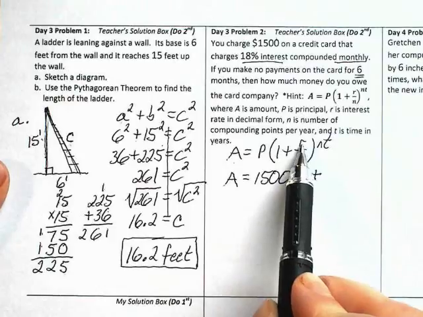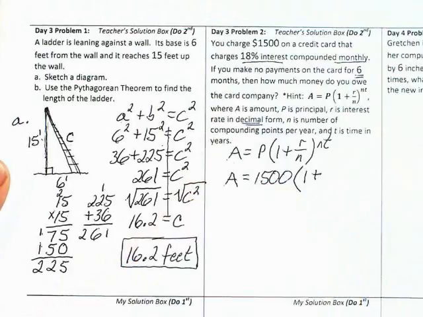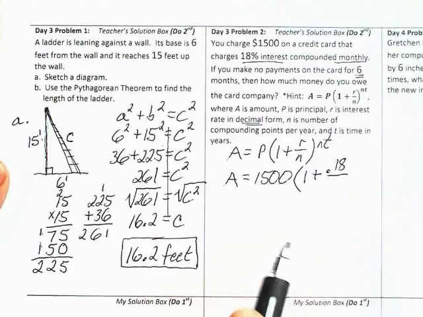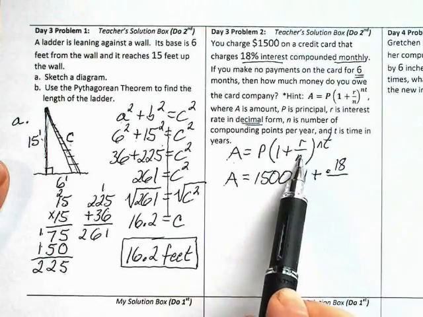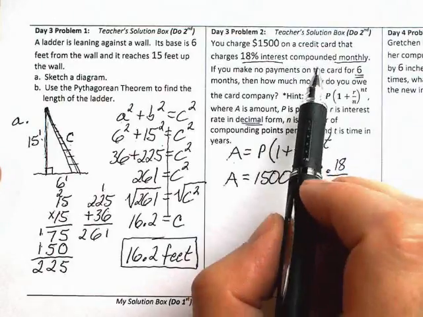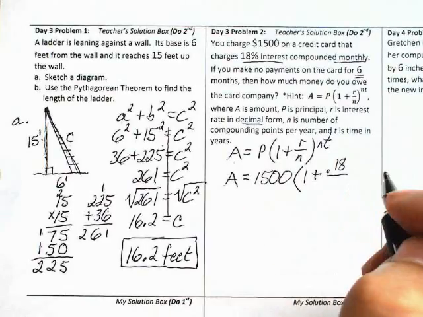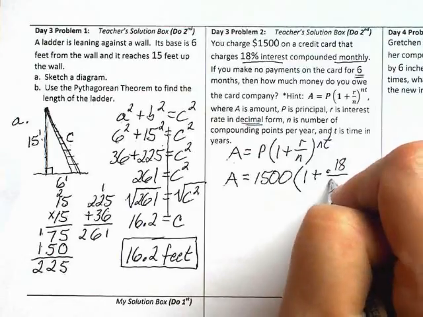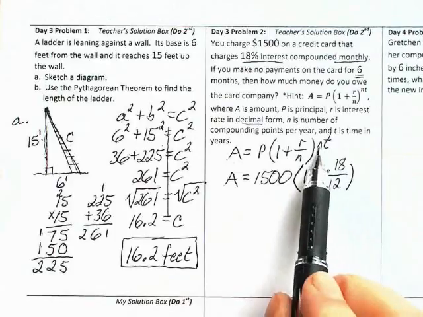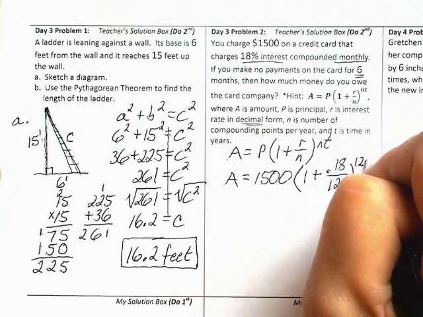Now the letter R, the interest rate, but written as a decimal. So 18% written as a decimal is 0.18. Now N, the number of times that the interest is compounded in a year. We're told that it's compounded monthly. It's compounded each month, and that means it's compounded 12 times per year. So we'll put in 12 for N. And now let's work with the exponent in the formula. The letter N was 12 times.